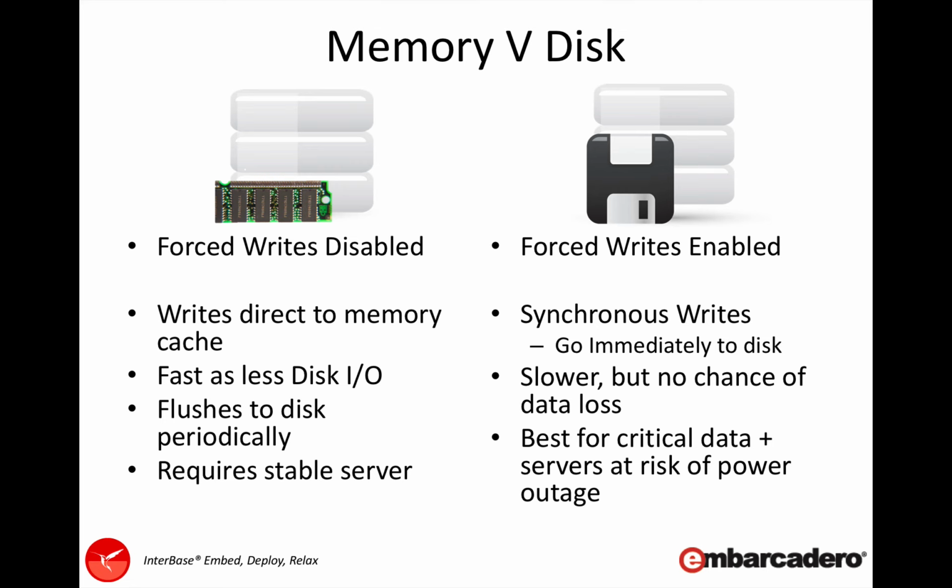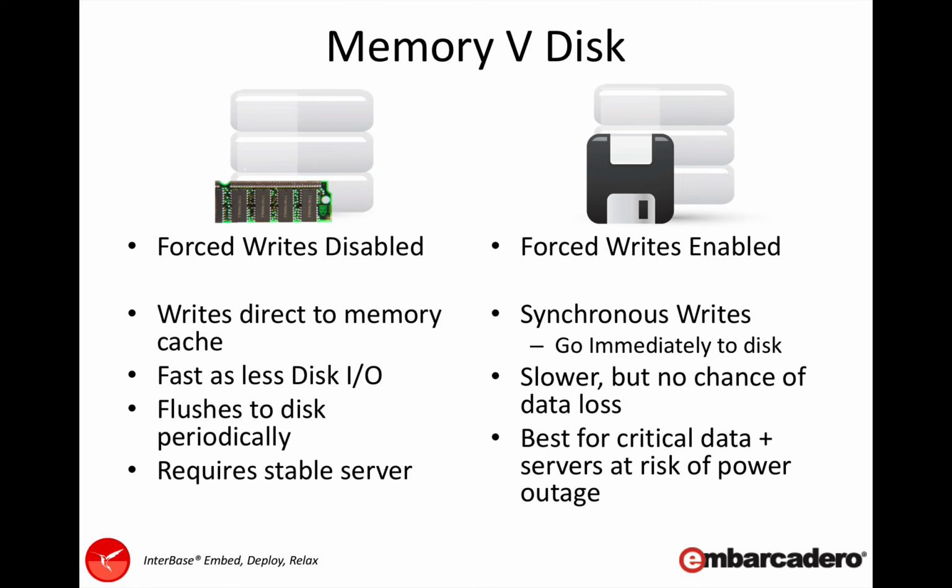Now, InterBase has a mode called forced writes. When forced writes is disabled, the changes that are made happen and are stored in memory initially. They're then flushed onto disk periodically. Now this makes InterBase a lot faster to work with, but it does have a drawback. If the server goes down, then you may lose some data that's in the memory cache.